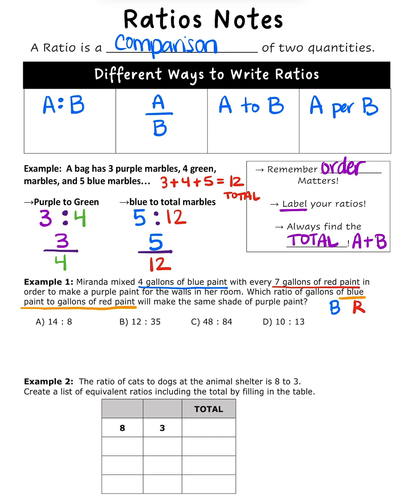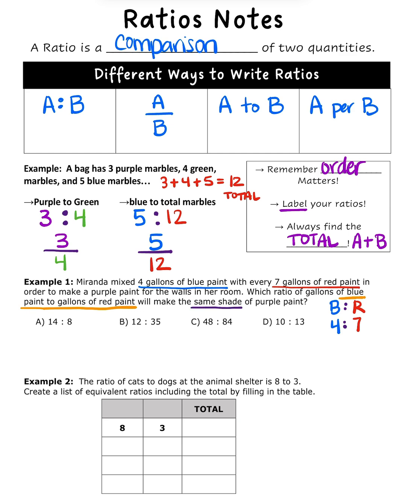That's our order. So my ratio, when I come back up and read, blue was 4 and my red was 7. So that's my ratio they gave me. Again, order matters, so I had to put it 4 to 7. And then it says which ratio will make the same shade of purple paint. And when they say the same shade, they literally just mean which one is going to be an equivalent ratio.